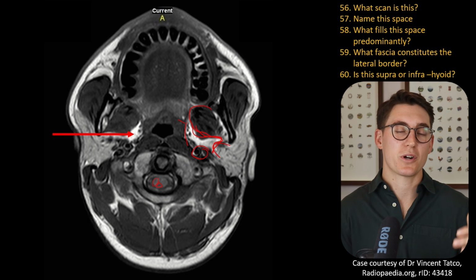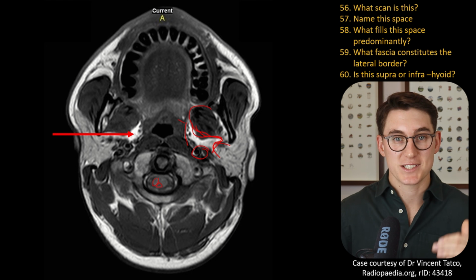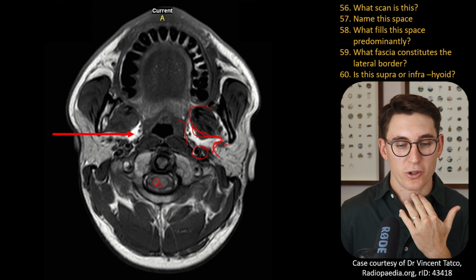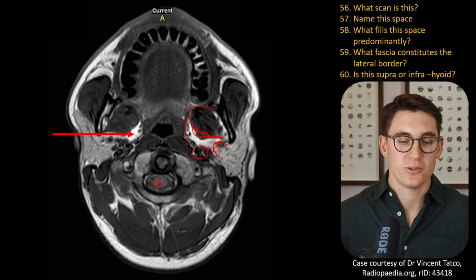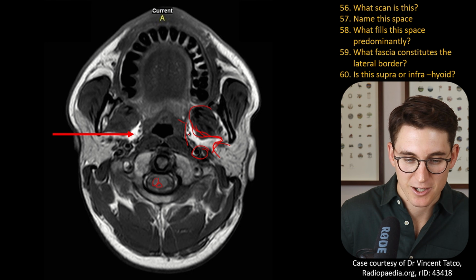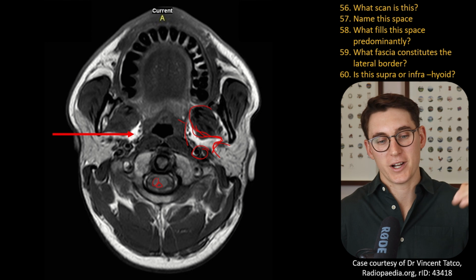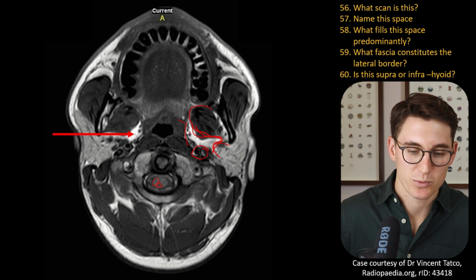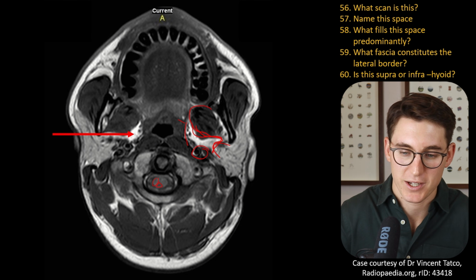Are we dealing with a suprahyoid or infrahyoid neck? We separate the neck spaces by the hyoid bone. Here we are superior to that hyoid bone. As soon as we can see our parapharyngeal space, we know we are much above that hyoid space. We are in our suprahyoid neck space.